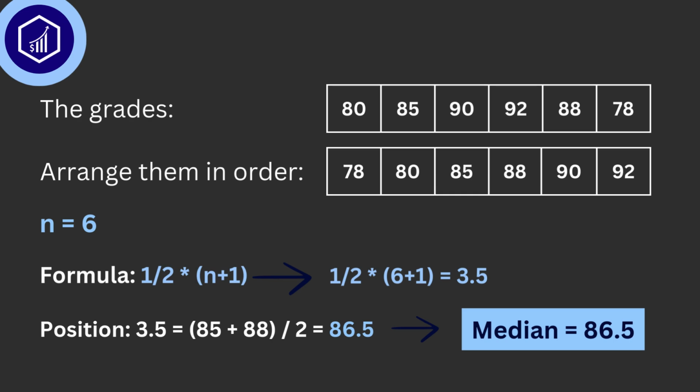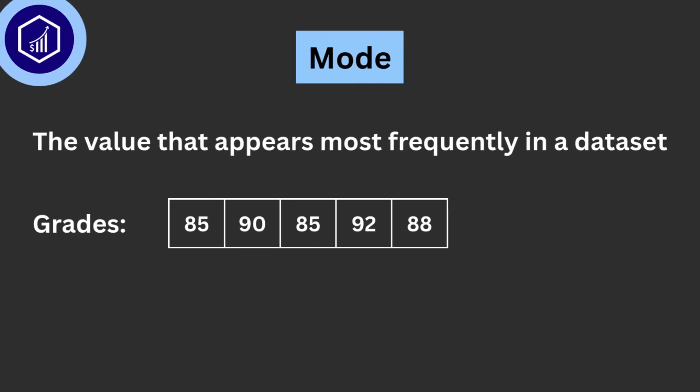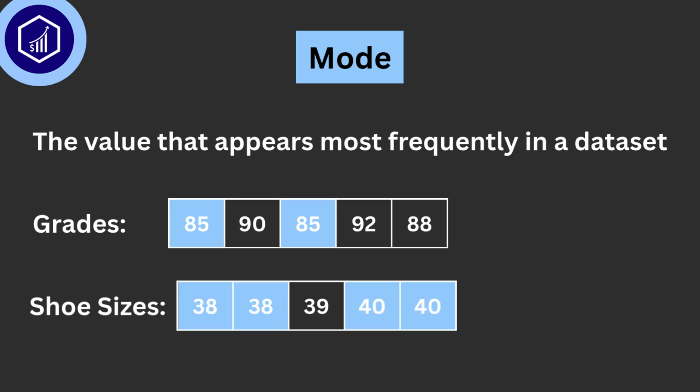Finally, we have the mode. The mode is the value that appears most frequently in a dataset. For example, grades are 85, 90, 85, 92, and 88. Our mode is 85. Or if we look at shoe sizes that are sold, 38, 38, 39, 40, 40. The modes are 38 and 40, which make the dataset bimodal.